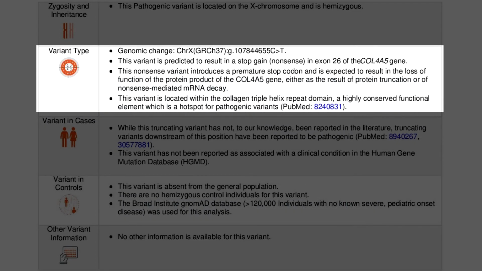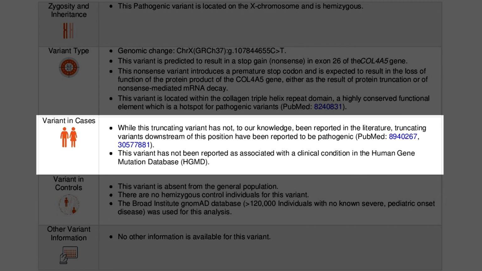The variant type section includes the genomic location of the variant, as well as how it is expected to impact the protein. In this case, the change introduces a premature termination codon, and it is also located in an important functional domain. The variant in cases section is where we summarize any scientific literature published supporting an association between the specific variant and a condition.